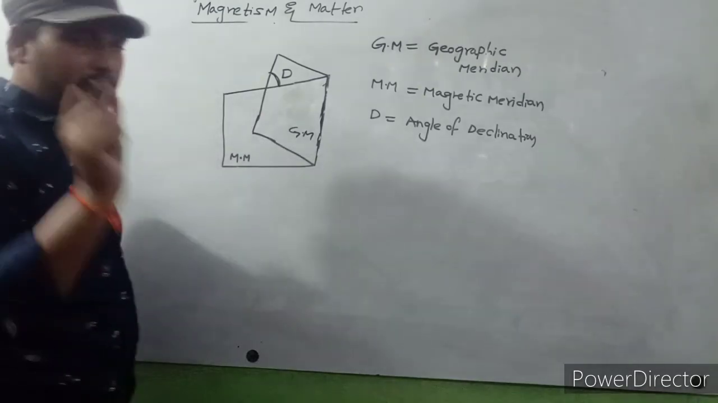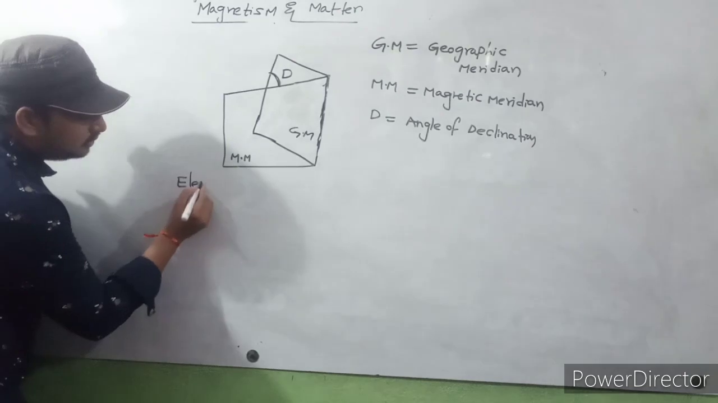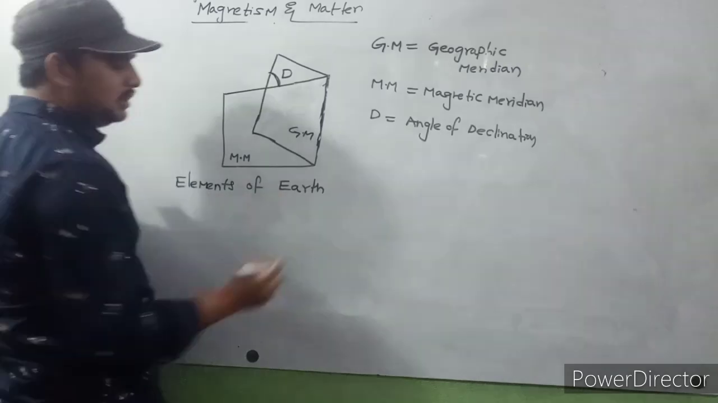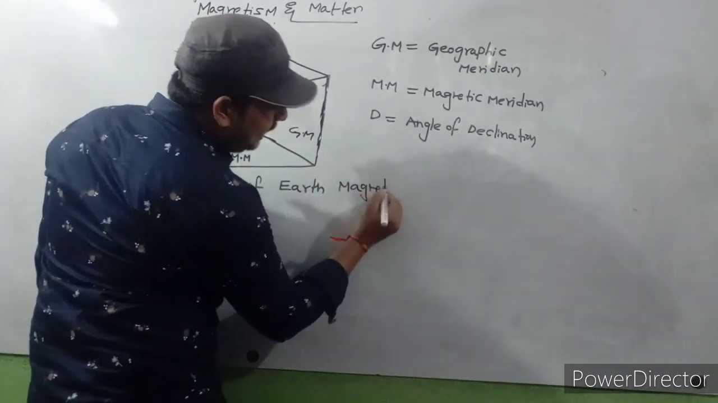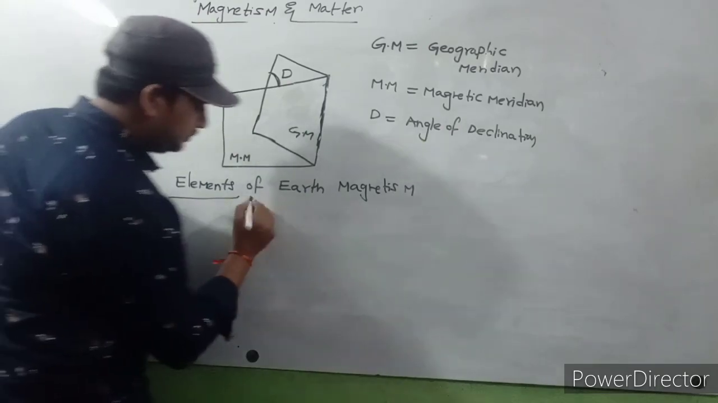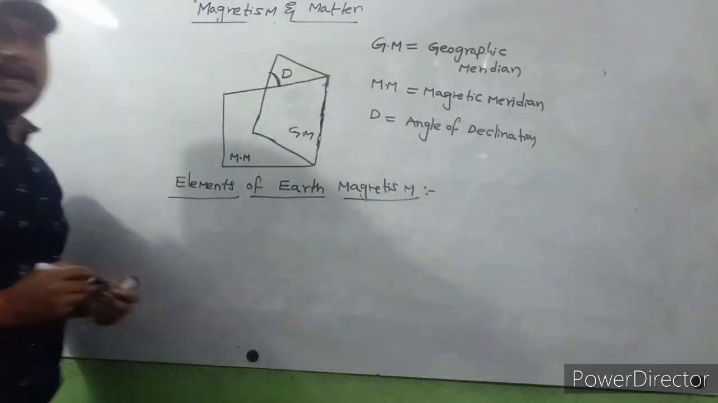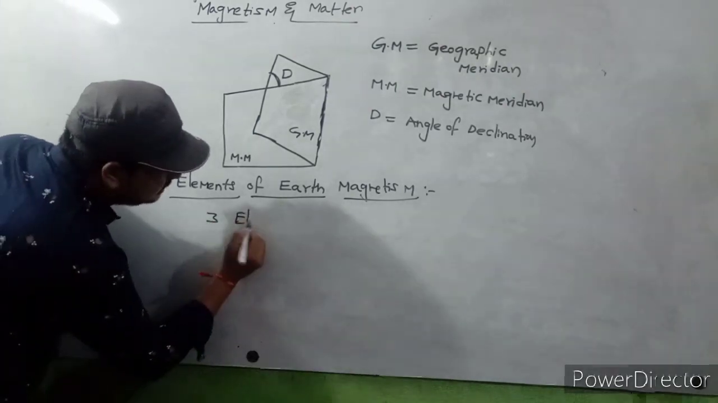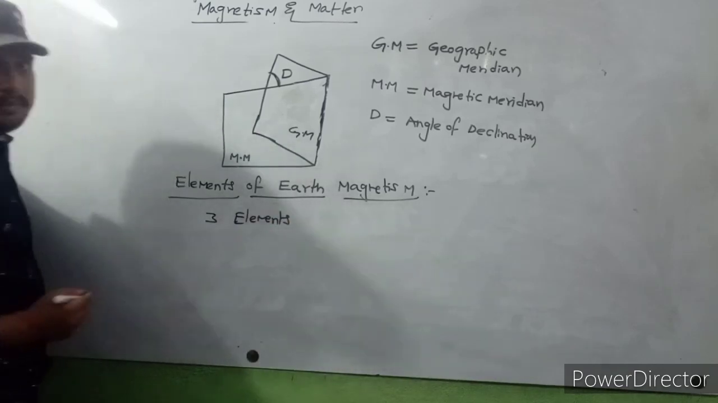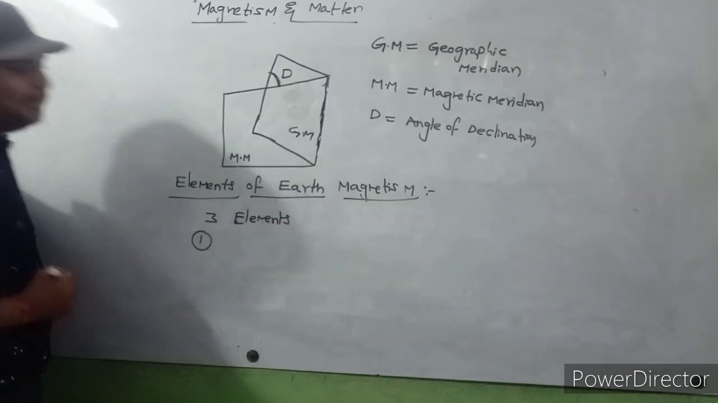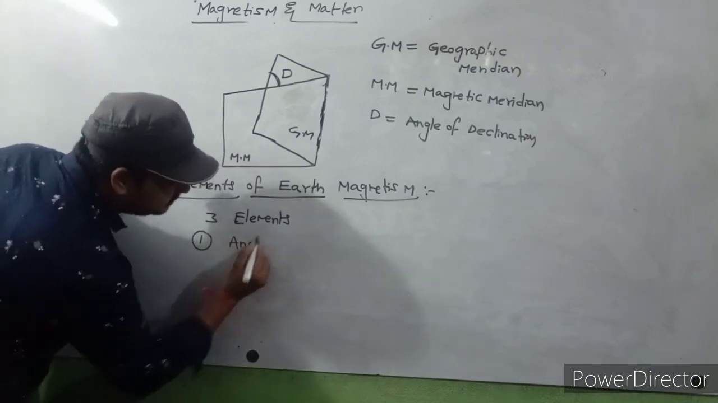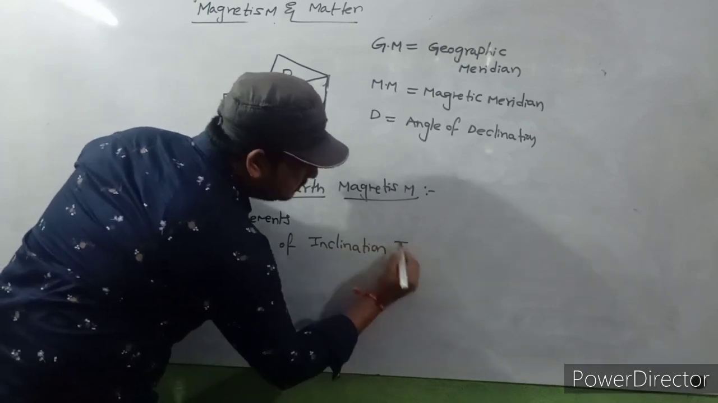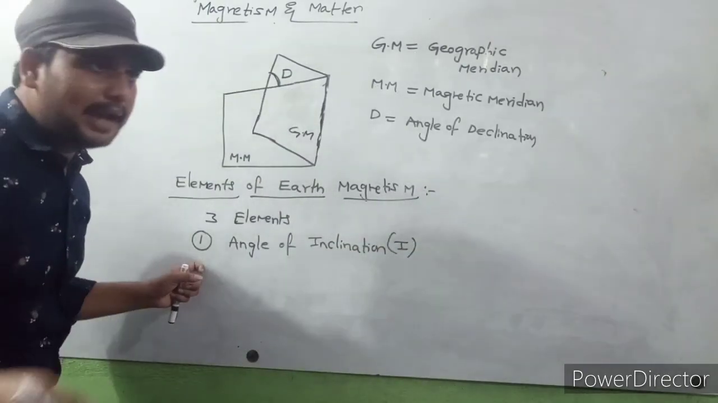Next, last important point. Elements of earth magnetism. Very, very important concepts. So how many elements are in earth magnetism? In earth magnetism we have three elements. One element is the angle of inclination, indicated with I. The angle of inclination is also called the angle of dip.